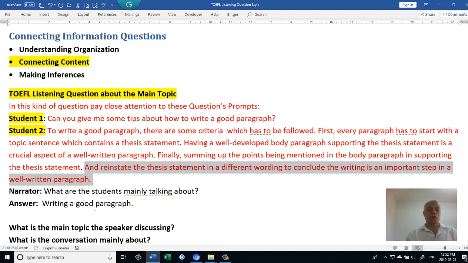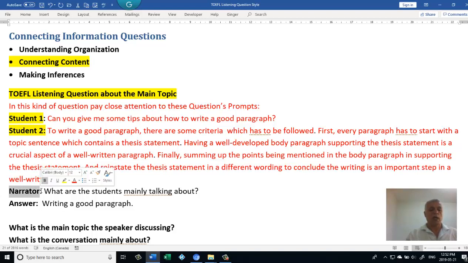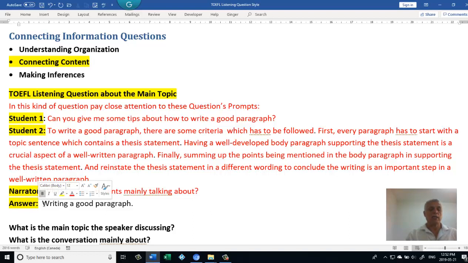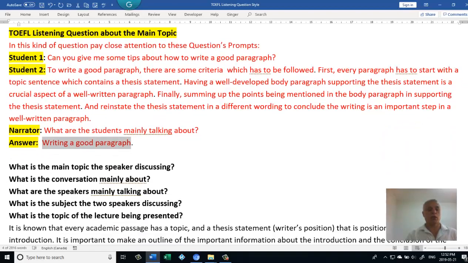Now we have a question. For example, the narrator is going to give us a question and then we look for the answer. It says here, what are the students mainly talking about? We know they're talking about how to write a good paragraph, but let's go to the answer here. The answer says writing a good paragraph. Okay, now we know how the technique of the question works.